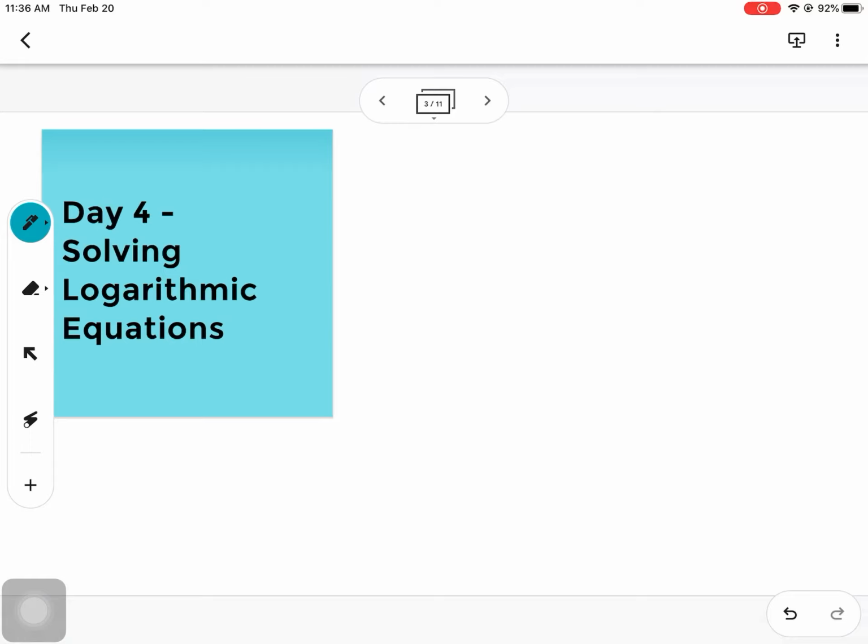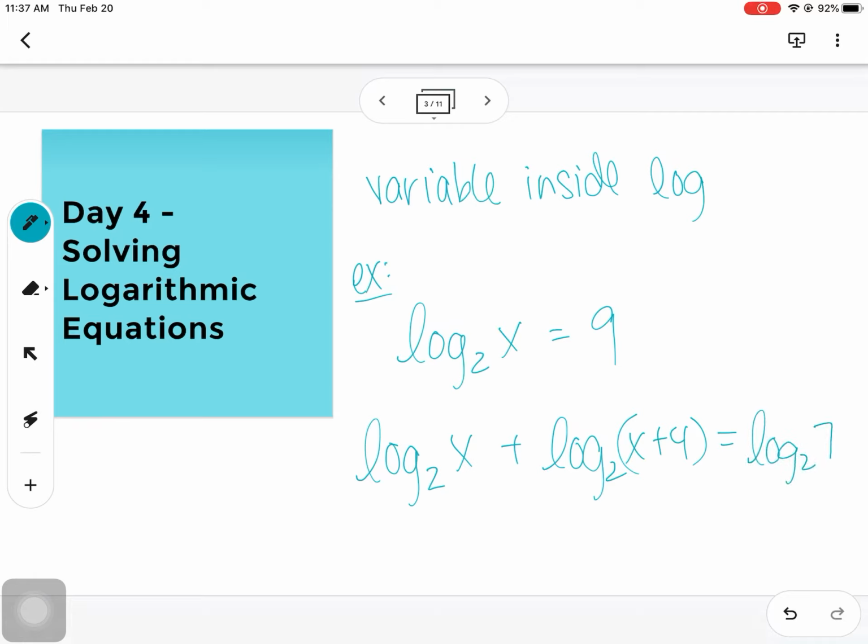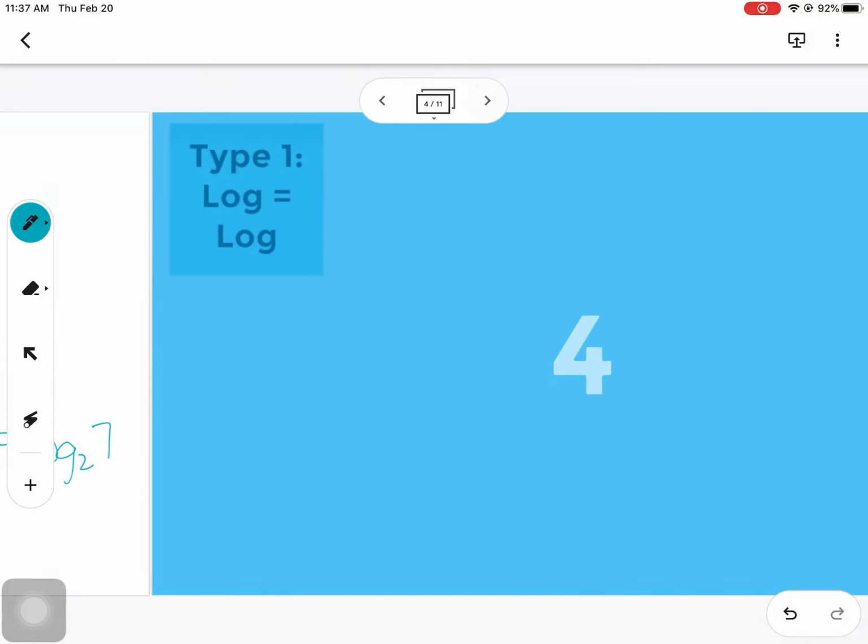Today with these equations, what you're going to notice is that you're going to have a variable inside your log. And that's going to look a lot of different ways, primarily 2, and we're going to talk about these cases. But for example, you might have, say, log base 2 of x equals 9, and you're going to learn how to solve that equation. You might have something more complicated, maybe log base 2 of x plus log base 2 of x plus 4 equals log base 2 of 7. And we're going to talk about how you're going to solve these, from the more simple equations to the more complicated equations here in the note.